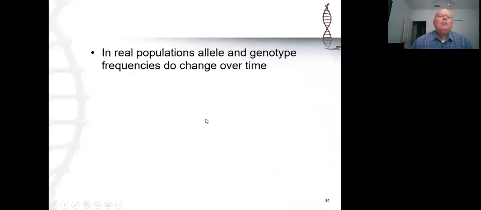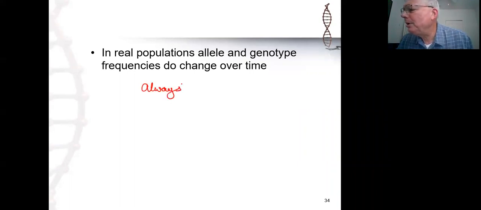So there is always a hypothetical possibility for a Hardy-Weinberg population. In other words, a population that is in Hardy-Weinberg equilibrium. So it's always hypothetically possible.